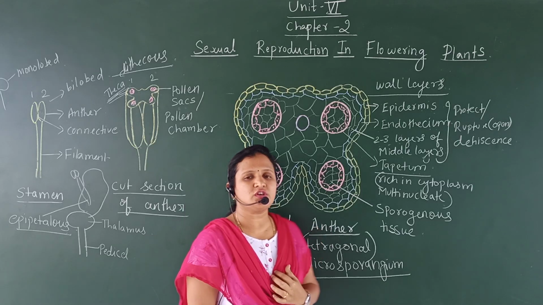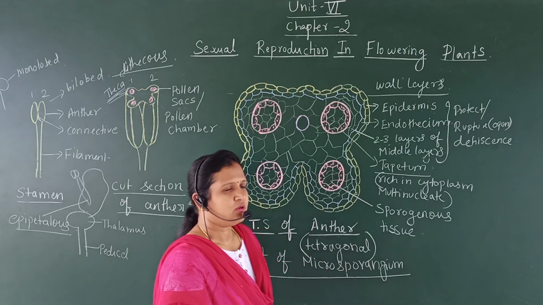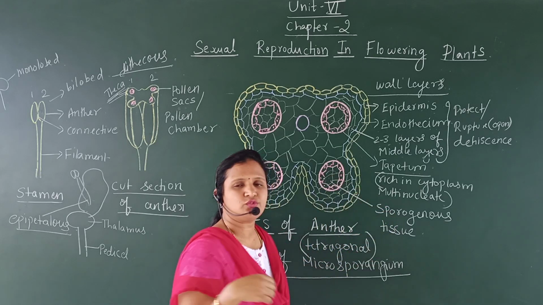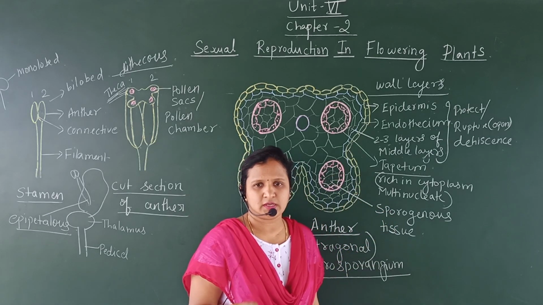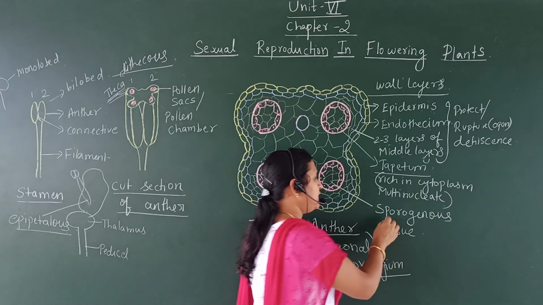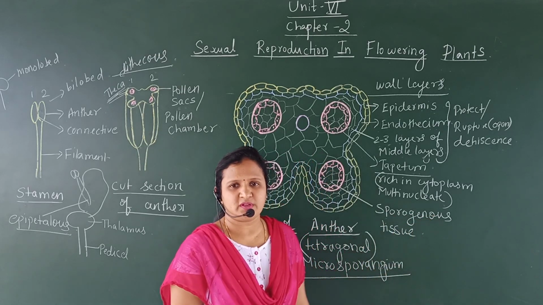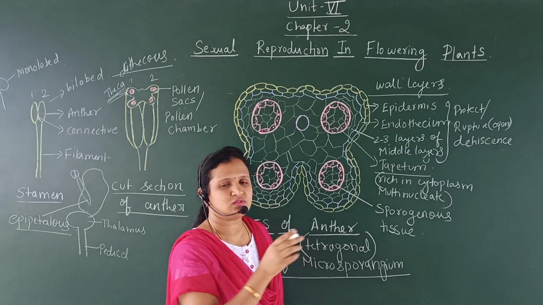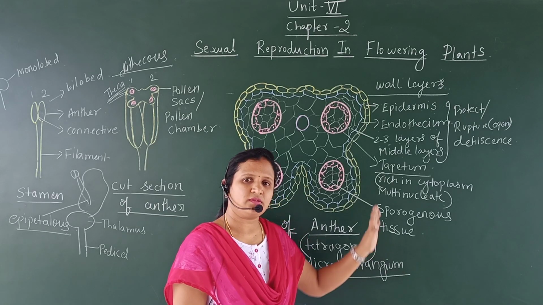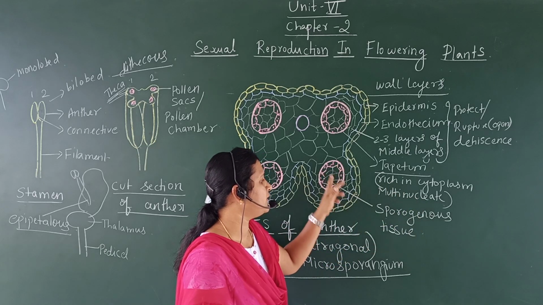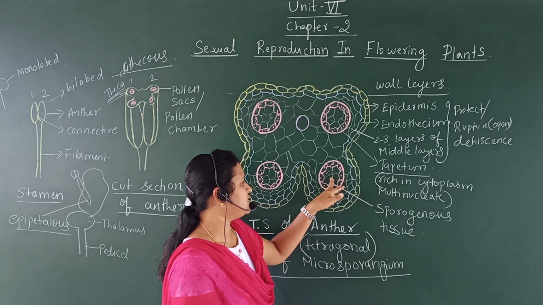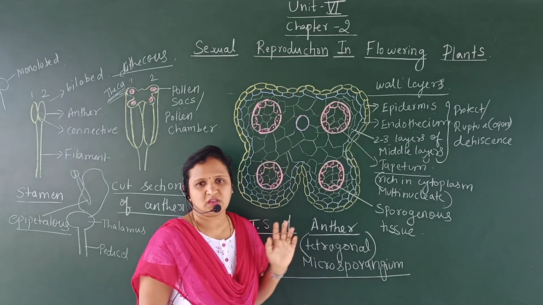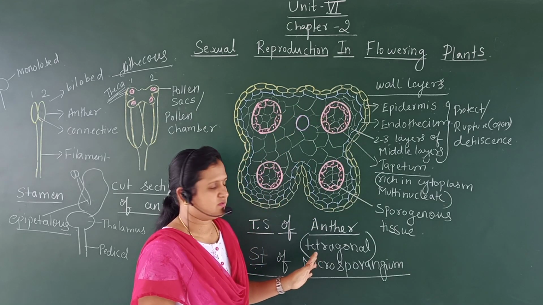So this is the structure of the anther. Now let us see how this sporogenous tissue is going to develop into pollen grains. There will be many sporogenous tissues present. Let us take one cell and study the events which are going to occur. All the same process will occur in all the sporogenous tissue, and in all the microsporangia, the same process is going to take place.